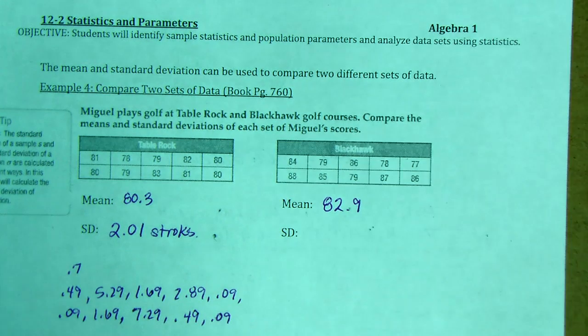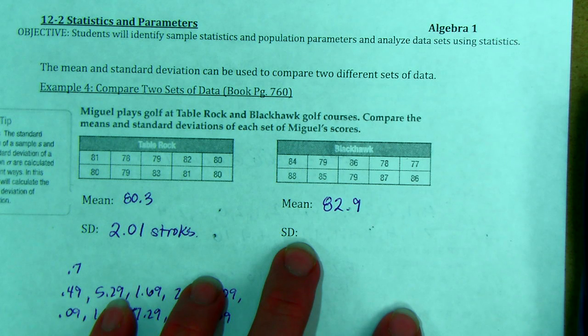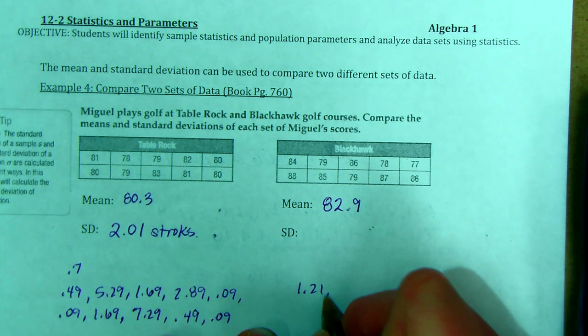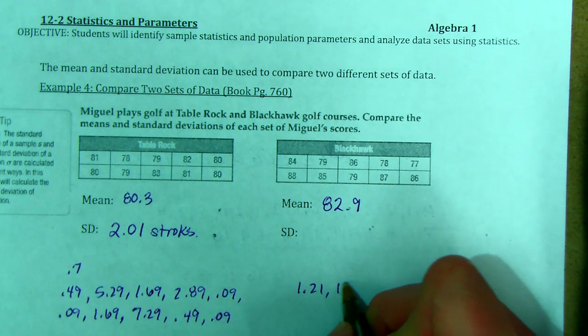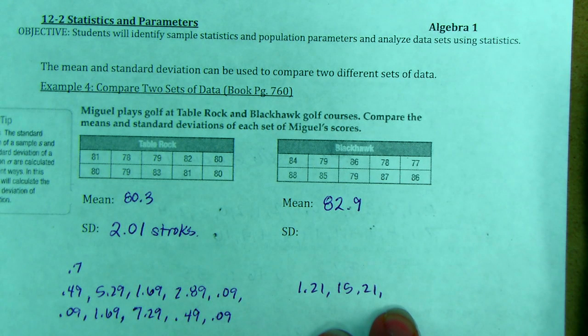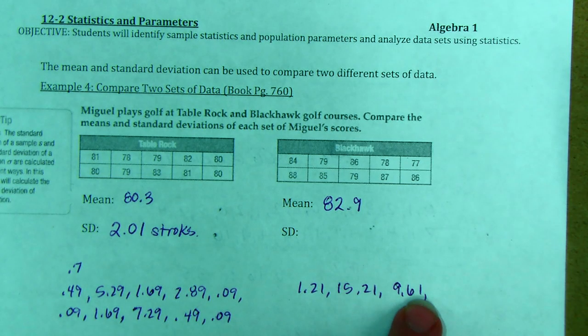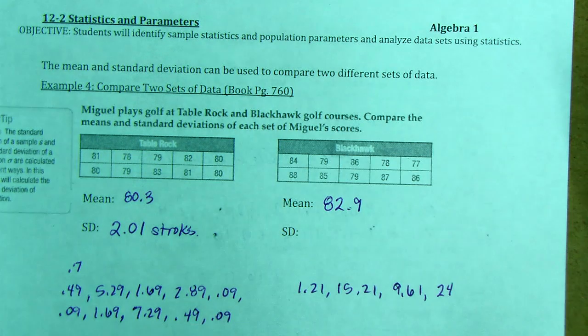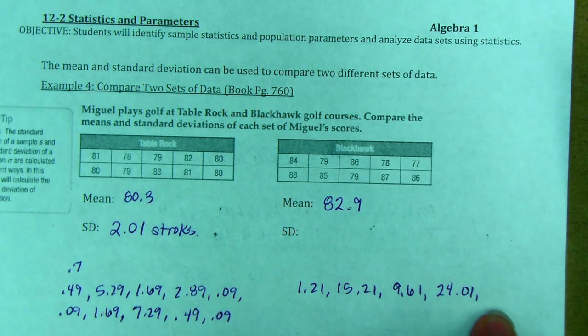So 82.9 minus 84, let's square that. We get 1.21. 82.9 minus 79, square that, we get 15.21. 86 minus 82.9, square that, 9.61. 82.9 minus 78 squared gives me 24.01. 82.9 minus 77 squared is 34.81.